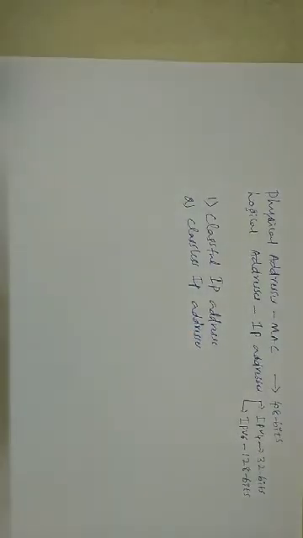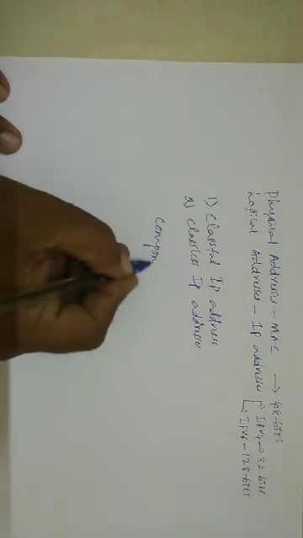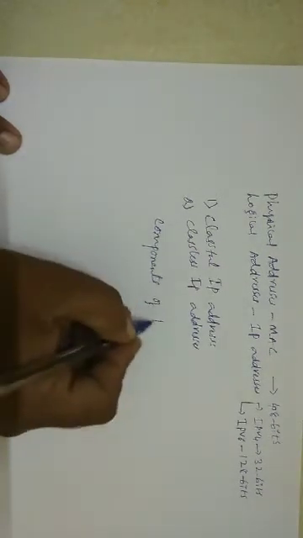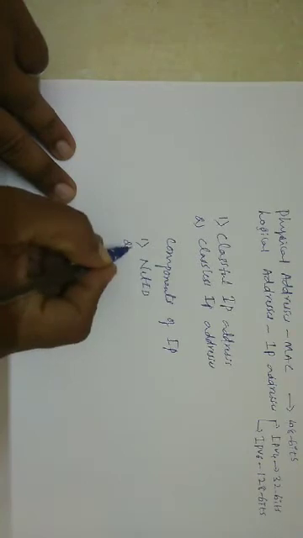Now we'll be talking about classful IP addresses, because these IP addresses have different classes: class A, class B, class C, class D and class E. Before going to these classes, I need to speak about the components of an IP address. We have two important components of an IP address: one is net ID, and the other is host ID.